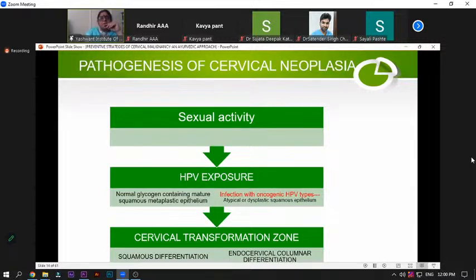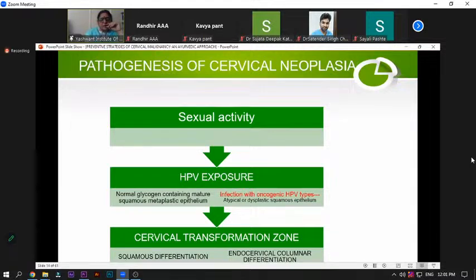So the pathogenesis of cervical neoplasia is initiated by sexual activity, then HPV exposure. The normal glycogen-containing mature squamous metaplastic epithelium may remain like that, or infection with oncogenic HPV types can lead to dysplasia. Anything can happen. And the major pathology happens in the cervical transformation zone. So this zone is very, very important to identify cervical cancers.